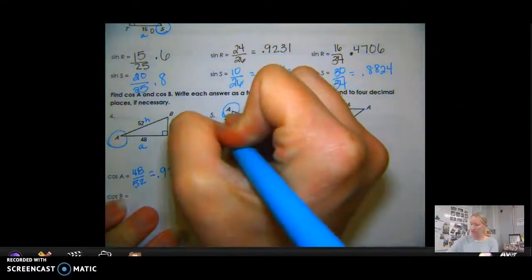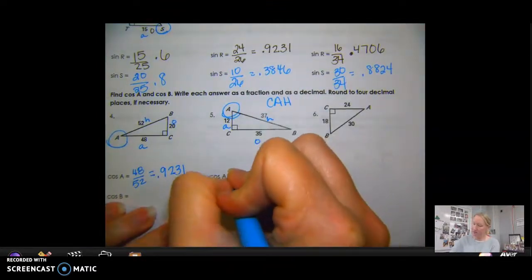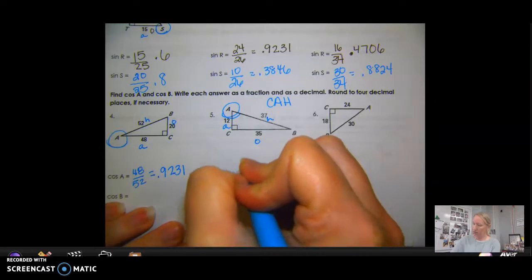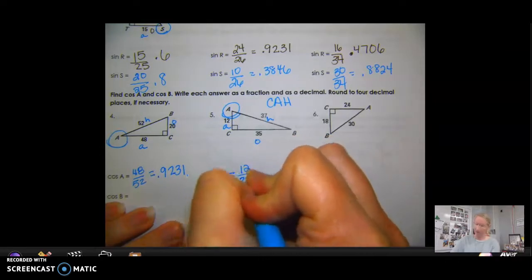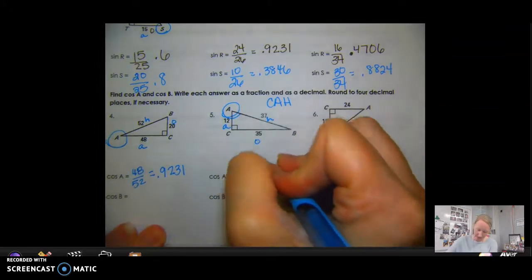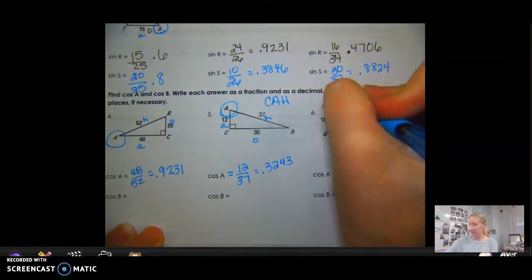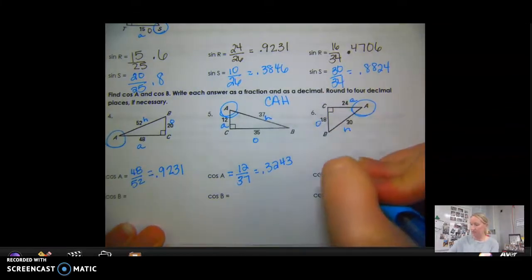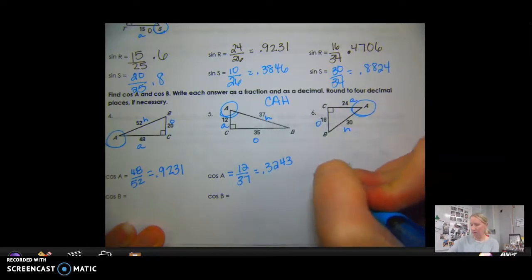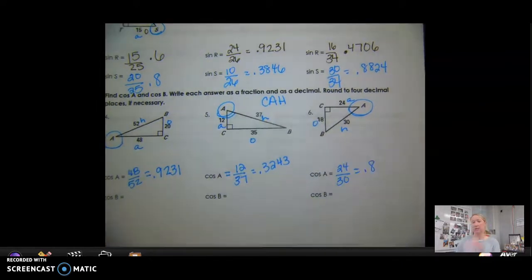Circle A, this is adjacent, this is opposite, and this is hypotenuse. So the cosine is 12 over 37, A over H. If I divide that, I get 0.3243. And then cosine of A, this is adjacent, opposite, hypotenuse. So that's 24 over 30. So 24 divided by 30, and I get just 0.8.